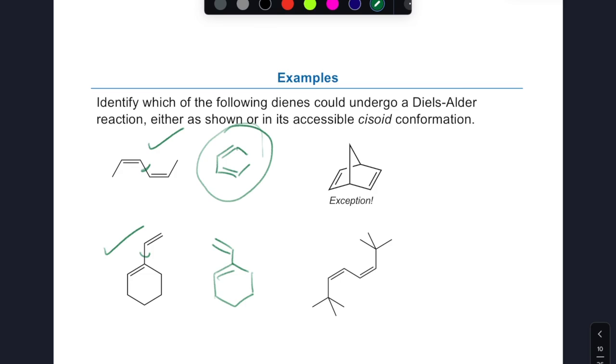I'm going to go to this one next. I can technically rotate this, but if you try to draw this out, so into that cis geometry, I now have 2 tertiary butyl groups at that position.